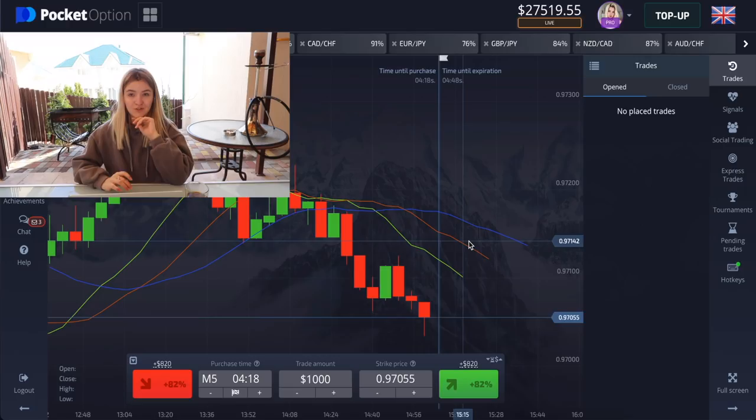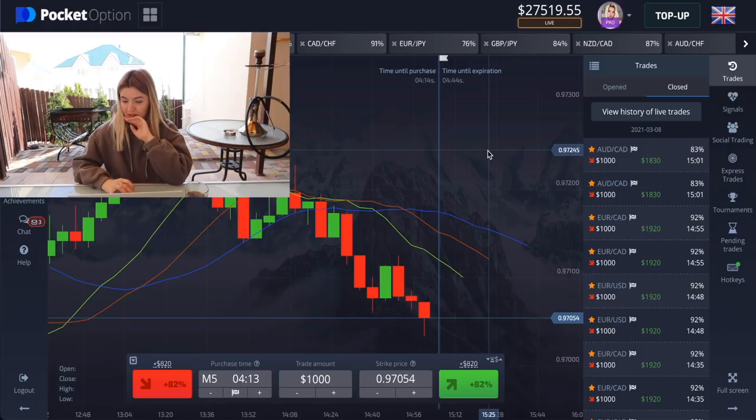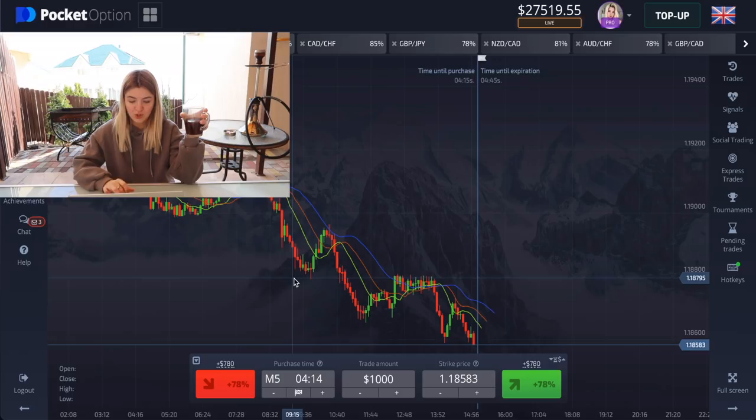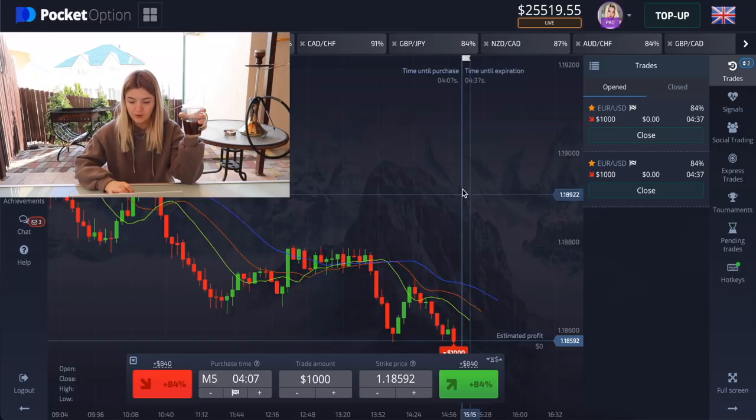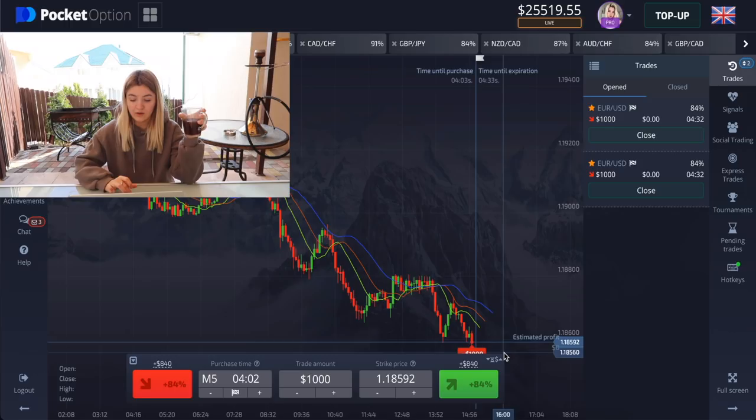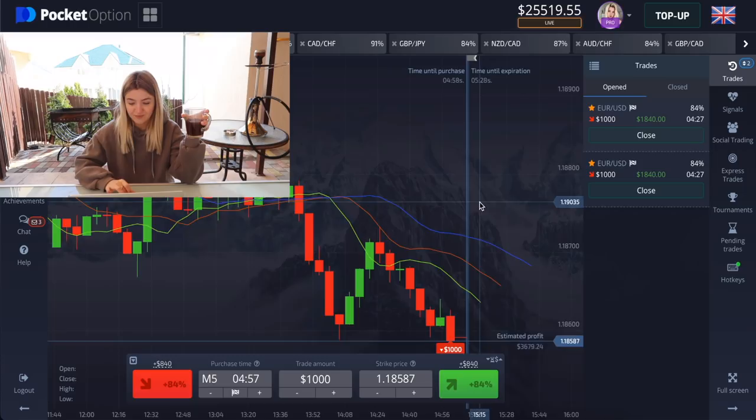Well, guys, and it's strong ITM, so two bets. Okay, and let's continue. Well, guys, I'm going to make a put option right here, so a double bet. It's $2,000 on 5 minutes. So we see that the direction of the lines is falling down, so I've made a put option.